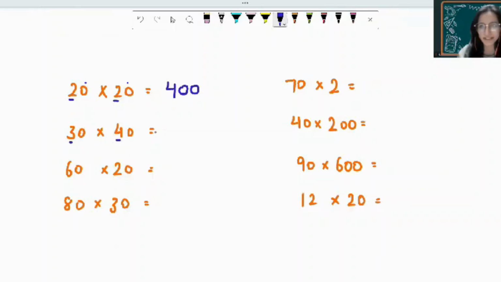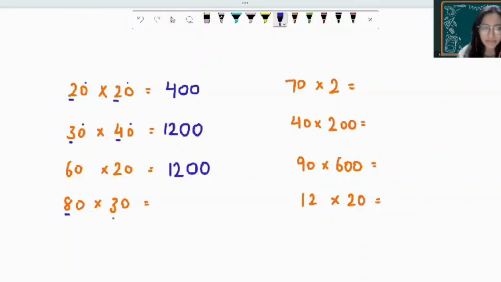Let's apply this again to the next question. 3 times 4. That is 12, right? How many zeros? 1, 2. 2 zeros again. So let's put 2 zeros. It is going to give you 1200, right? Next is 6 times 2. So 6 times 2 is how much? 12. How many zeros? 2 zeros. So let's put 2 zeros after that, like this.